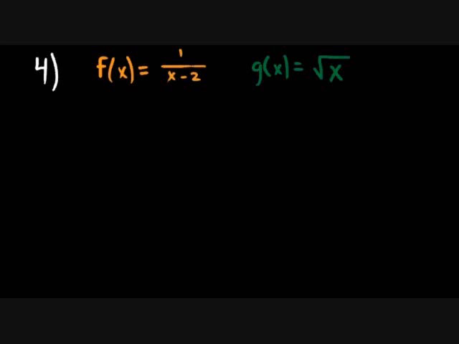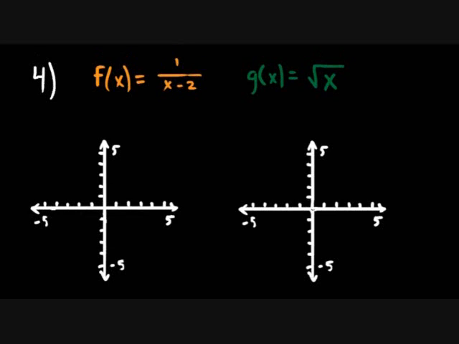So example number 4, given the functions f of x equals 1 over the quantity x minus 2 and g of x equal to the square root of x, we need to find f of g of x and the domain of the composition. So what x values will work, what x values won't work. The first thing that I would like to do is to look at f of x and then g of x. We're going to look at those separately.